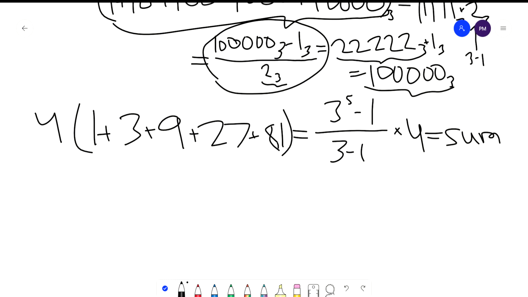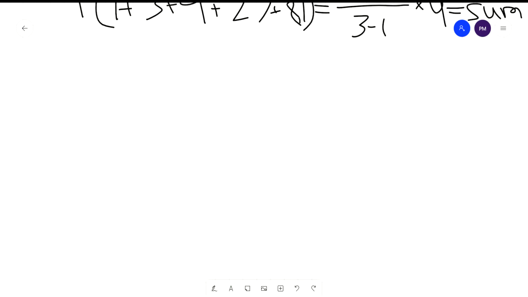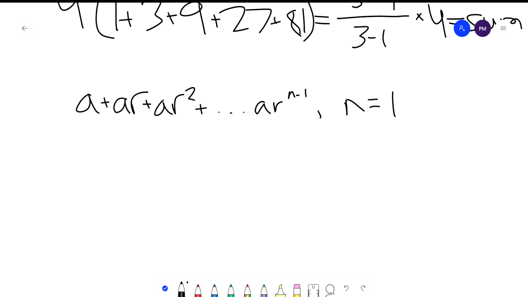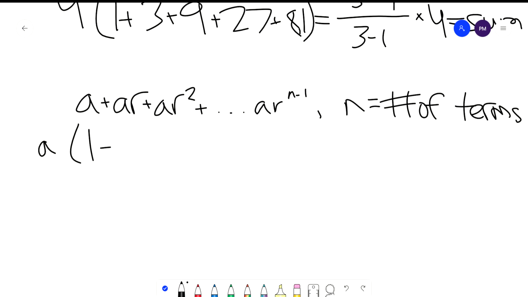And now let's generalize this a little bit. So we have the geometric sequence a plus ar plus ar squared all the way until a times r to the n minus 1, where n equals the number of terms. And once again, we factor out an a, get 1 plus r plus r squared up to r to the n minus 1. So now here, we just have to find the sum of this.